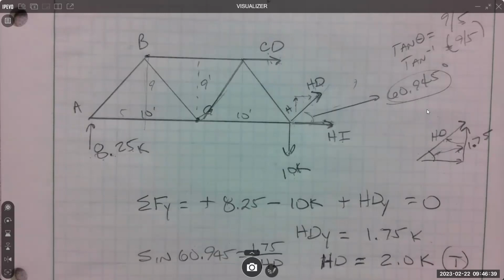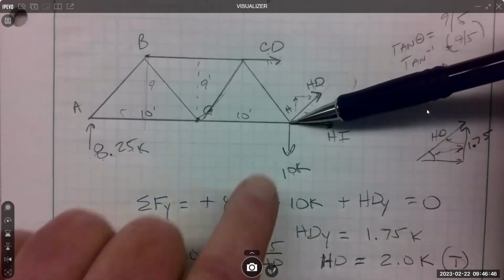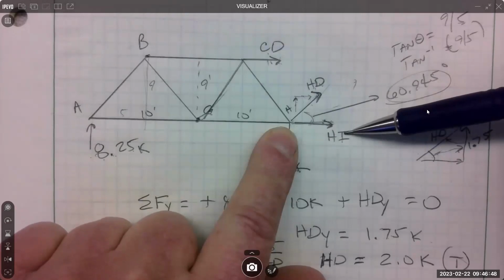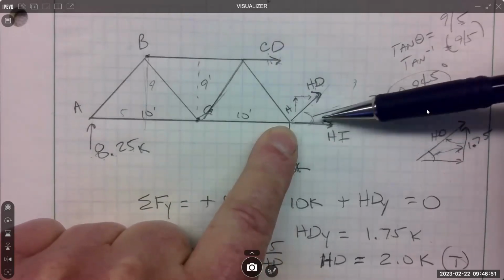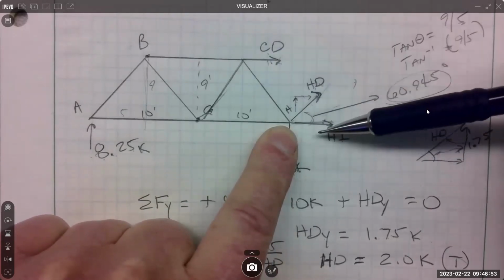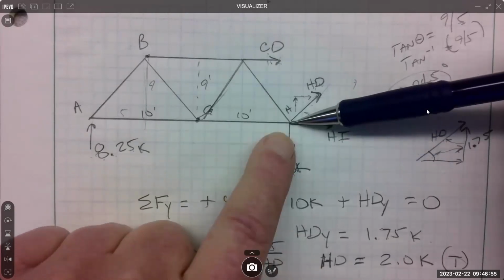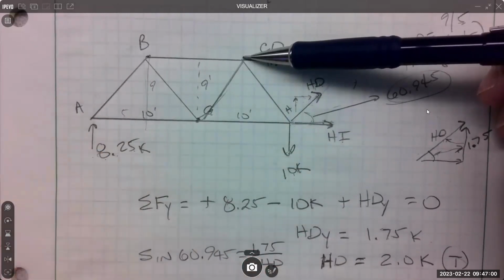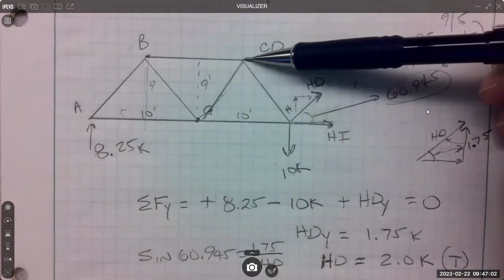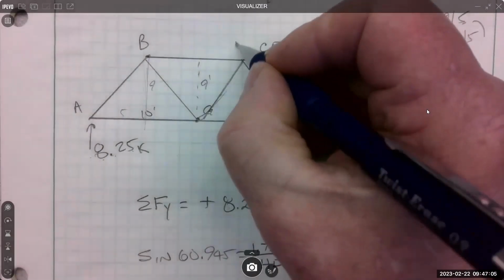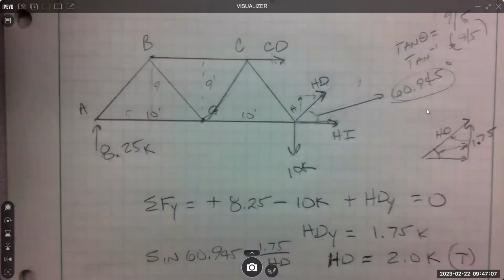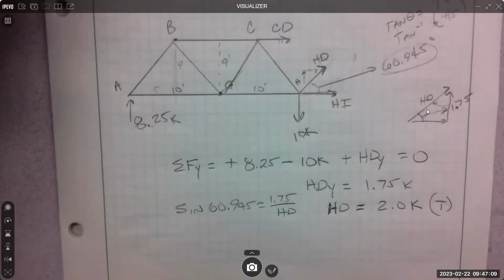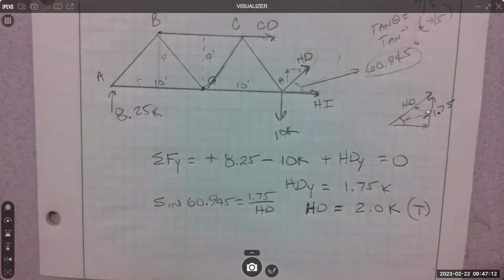Do it where you can eliminate a whole bunch of stuff. So point H right here is a great spot to do your moment because HI drops out, and that's what we want. We want one of these to drop out. You could do it at C, but you've got to include all of these moments if you do it up there. So C is not a great spot. So let's do a moment at H.